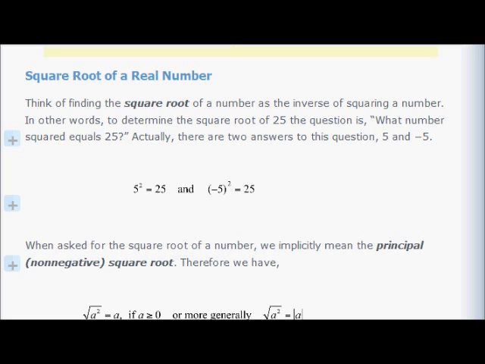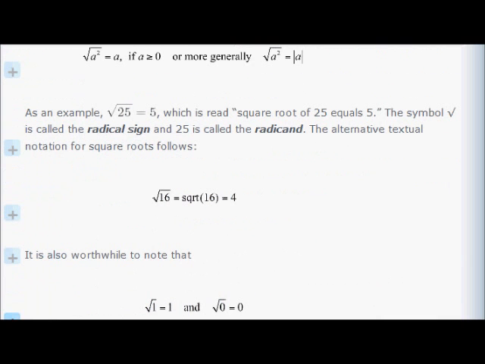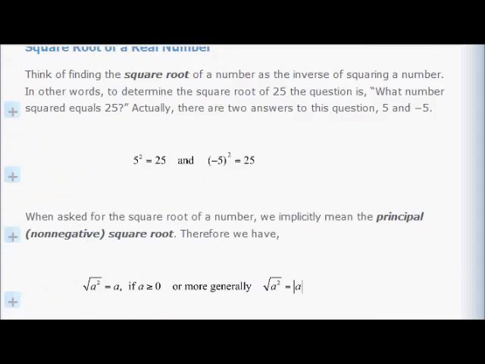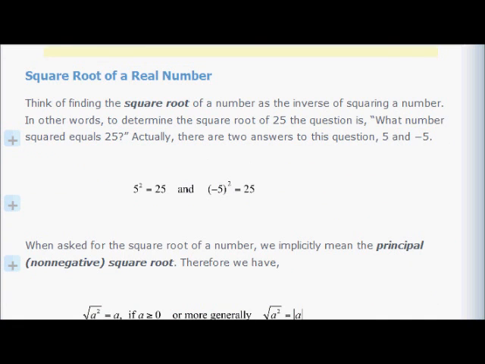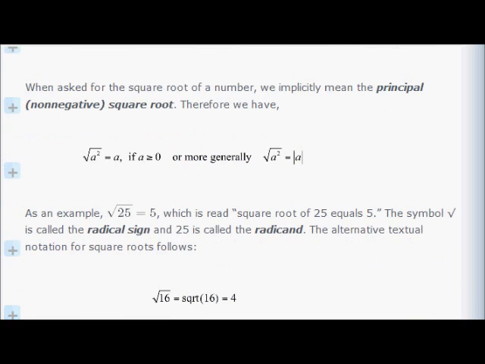If you just think about the positive of these two answers, that being positive 5, that is called the principal square root, which is the non-negative square root. Okay, and that's usually what is implied when people ask for the square root, but not necessarily. If somebody says, I want all the solutions to the square root of 25, then they want to know about 5 and negative 5. But usually, if they just ask you, well, what's the square root of 25? You can usually take that to mean just the 5, the principal square root.